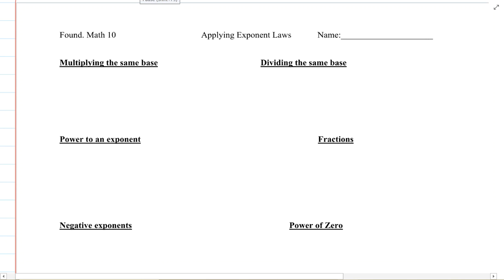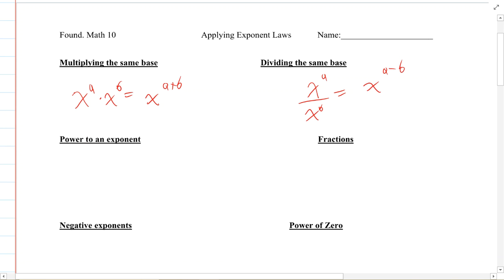Reviewing real quick, multiplying the same base, what's our rule? You add. So x exponent a times x exponent b equals x exponent a plus b. What about dividing? Subtract. So that equals x exponent a minus b. Power to a power, or power to an exponent. So we've done tons of this. You multiply, and of course you can just write it as x exponent ab. Now when you know the numbers, then you can actually multiply them together.